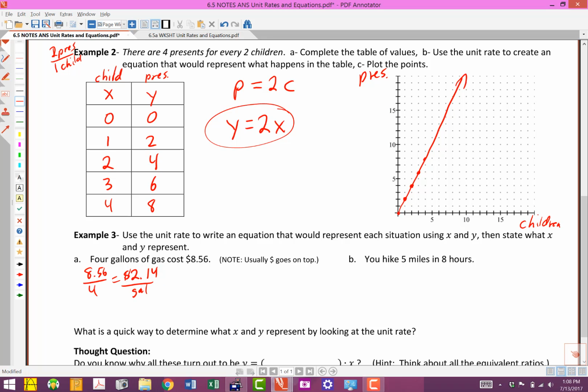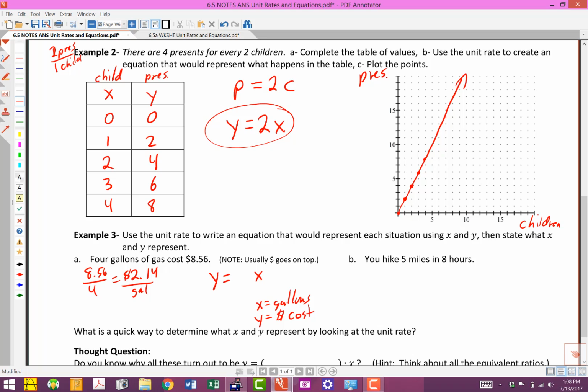And we want to write down an equation. So we want to write down y equals something times x, and then we want to say what these equal. Well, if this is the unit rate right here, if this is how much it is per gallon, and x represents gallons, and y represents the cost, I'm going to put a $ sign and cost. If we bought 1 gallon, it would be $2.14. If we bought 2 gallons, it would be, let's see, $4.28. And so forth. And if we bought 4 gallons, it would be this much.